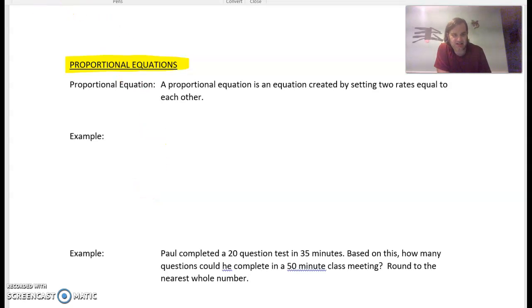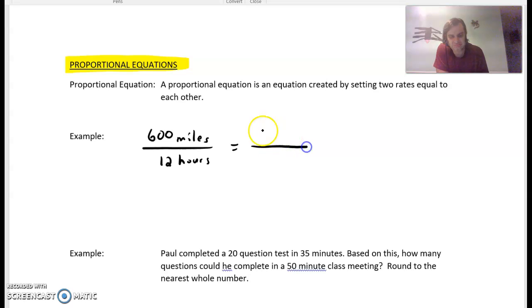I could do this as something that needs to be solved or something that doesn't, but I could say, let's say 600 miles over, what did we say up there, 12 hours. That could be a rate, it could be comparable to, maybe we're going to go 840 miles. And the question would be, how many hours would it take us to do that?